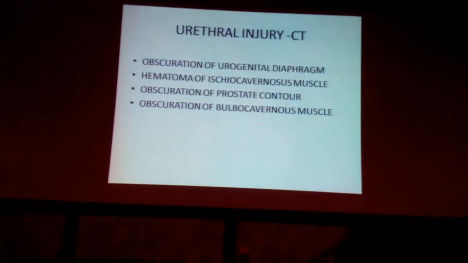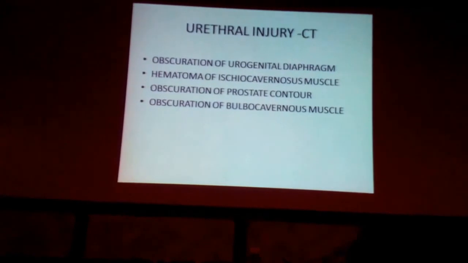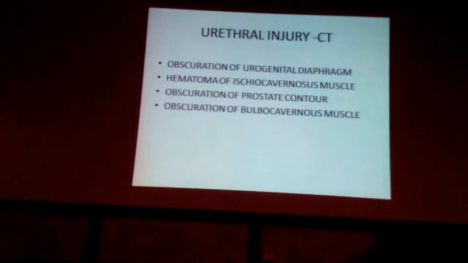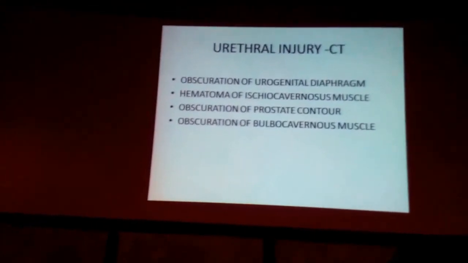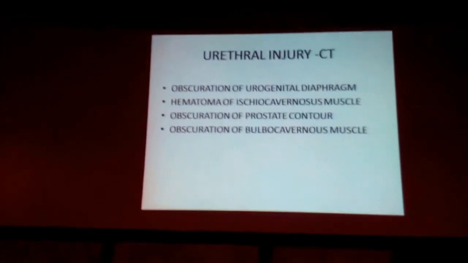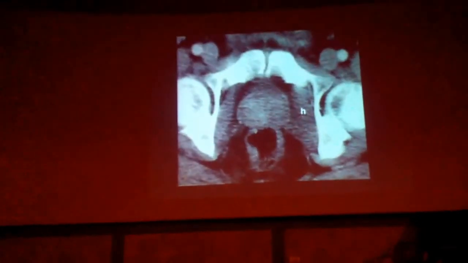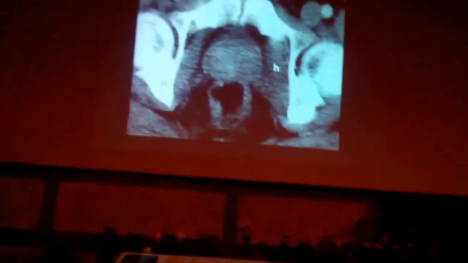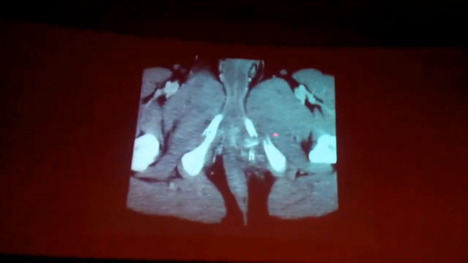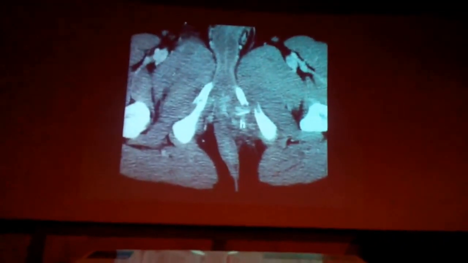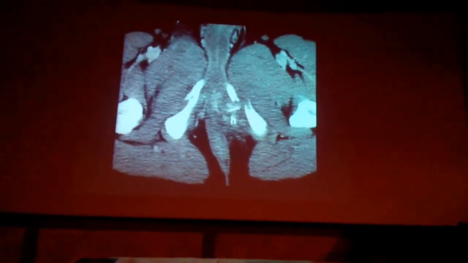In all cases, there is obscuration of the urogenital diaphragm and hematoma, and obscuration of the prostatic outline. These are some of the signs on CT. You can see a lot of hematoma around the prostate, in the ischiocavernosus muscle there. Prostatic outlines are indistinct here, some hyperdensities are there. The fractured pelvis there, a lot of hematoma in the perineal region. So these all indicate the indirect signs of associated urethral injuries.